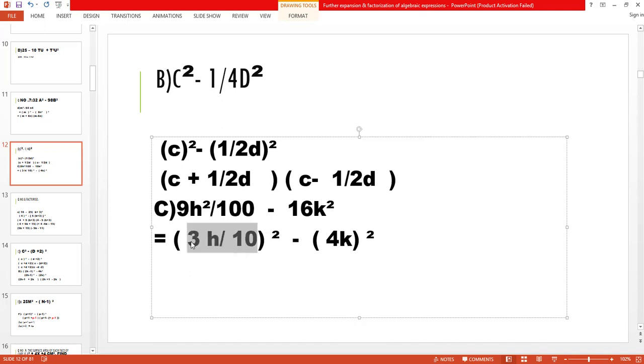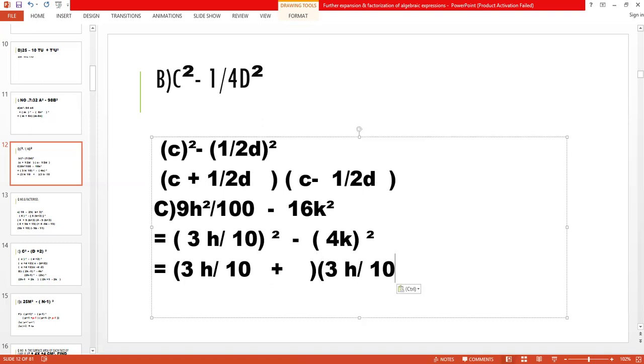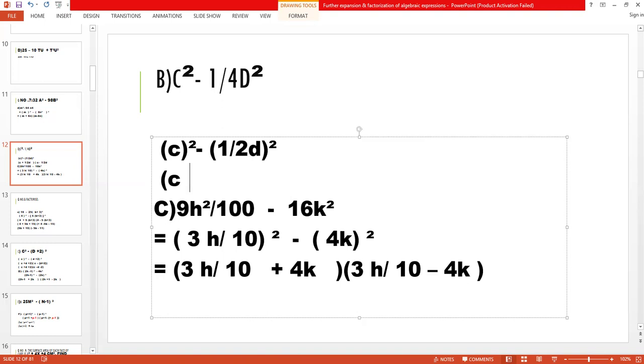So you have to copy this first term. One time you have to add and one time you have to subtract this. This one is the first term. Then first time you have to add the second term and second time you have to subtract the second term. And the second term will remain the same. What is the second term? That is 4k. So one time you have to add 4k and one time you have to subtract 4k. Is it clear? That is part C of question number 7.